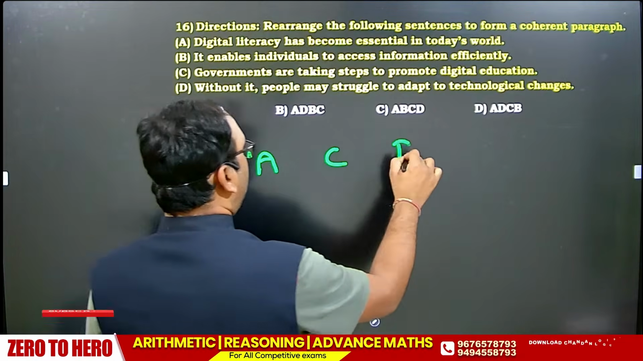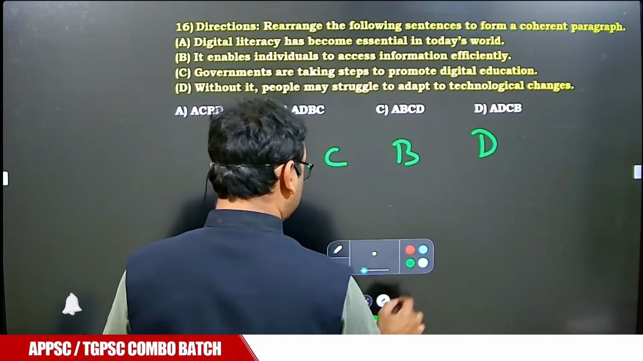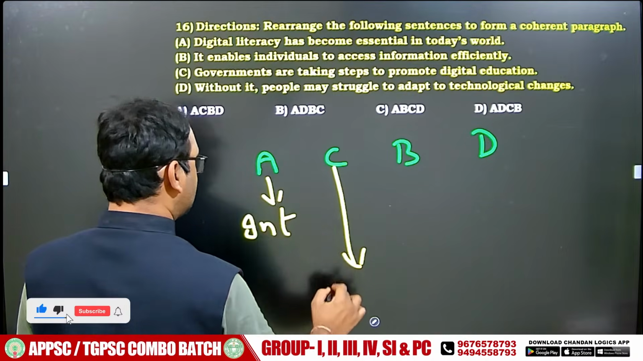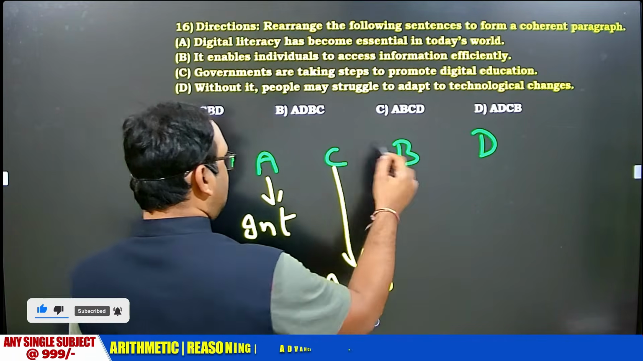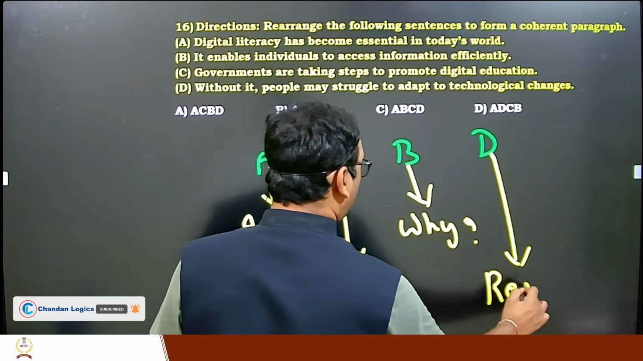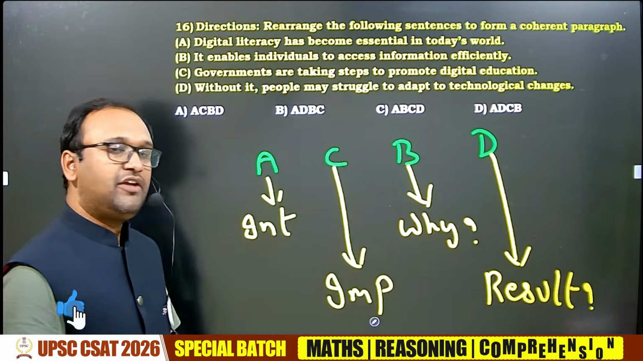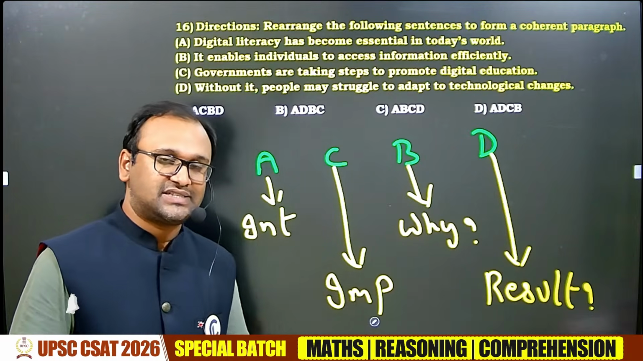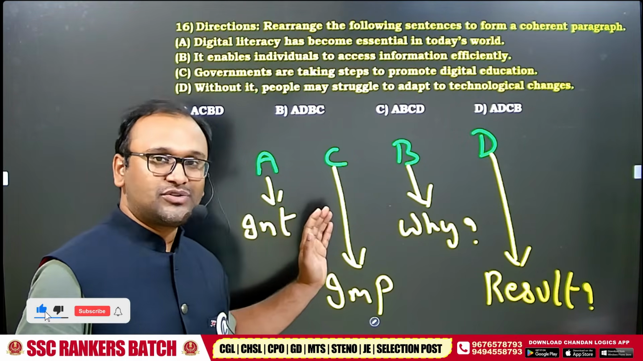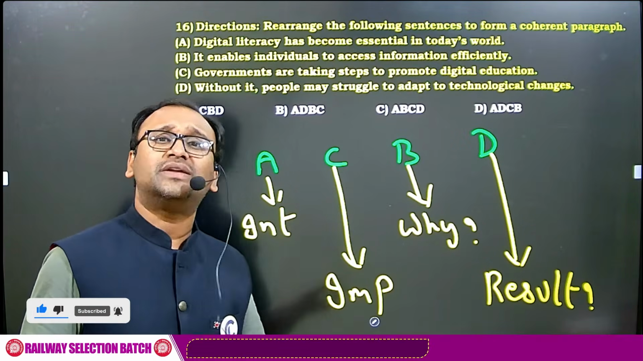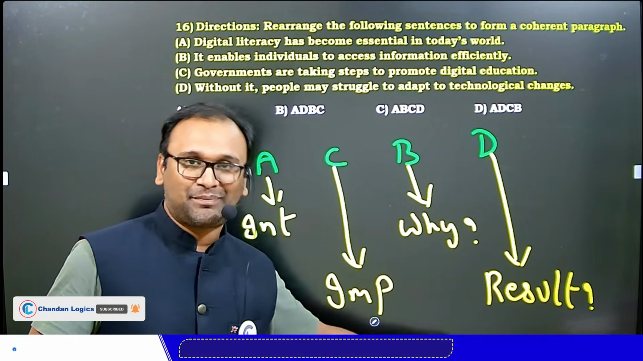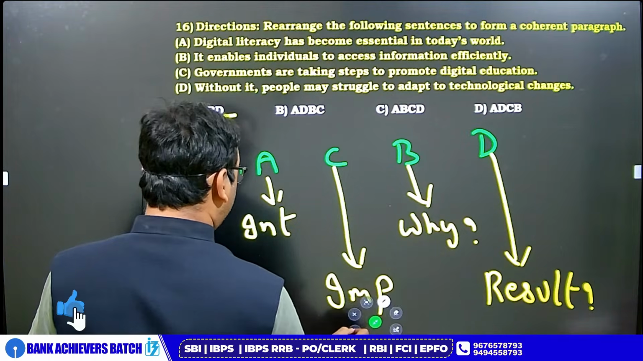So I can tell you something like this: A, C, B, D. A is the introduction. B is the importance of this. C is why it is very important, and D is the result. What is the result? If you don't follow this sequence, there is no proper context. It is important, so governments are also supporting it. But why are governments supporting it? Because it helps people. And what is going to happen in the future if that is not there? Problems. Jumbled statements every time.